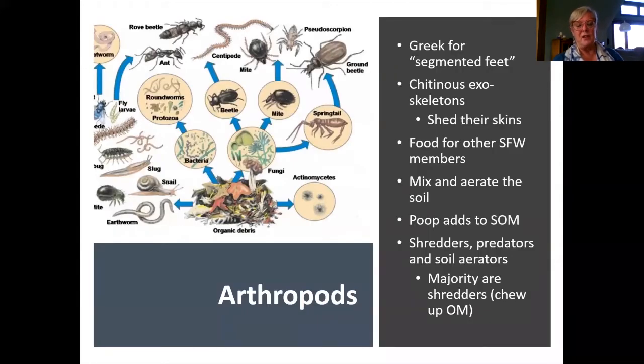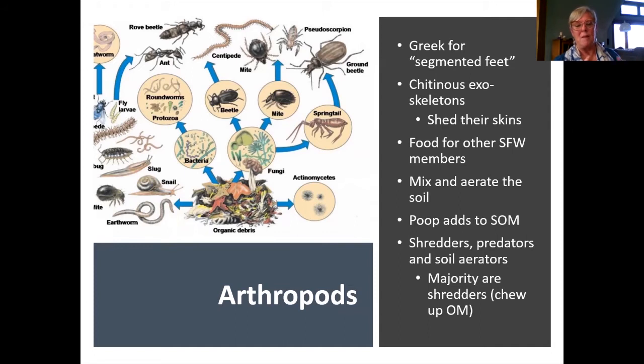And then we've got all the other macroarthropods that feed and rely on the microarthropods. Those chitinous exoskeletons that get shed are broken down into all kinds of nutrients and minerals available for plants. They mix and help aerate the soil. Beetles in particular are very important in doing that. Again, their poop cycle adds organic matter. And then you've got the shredders and predators.